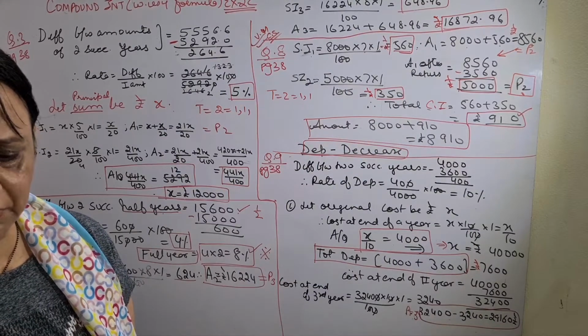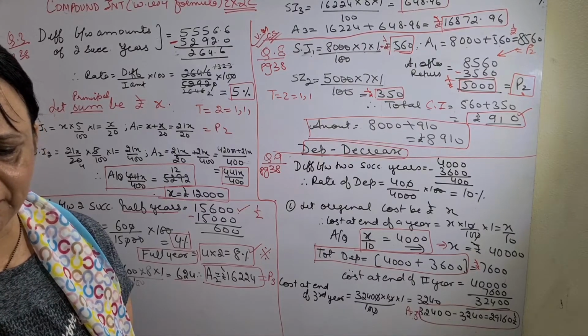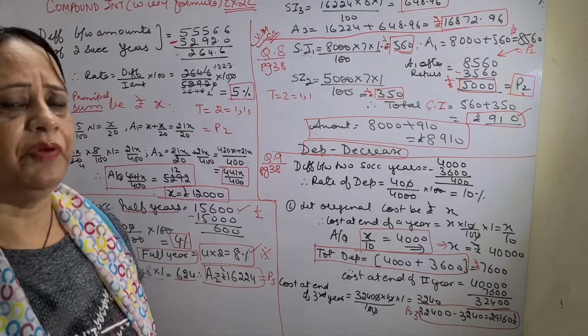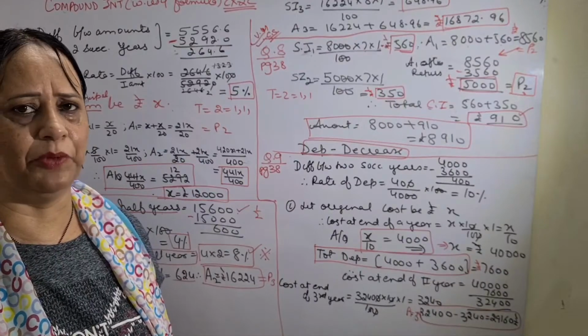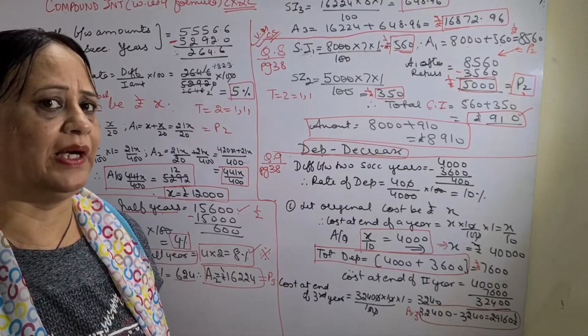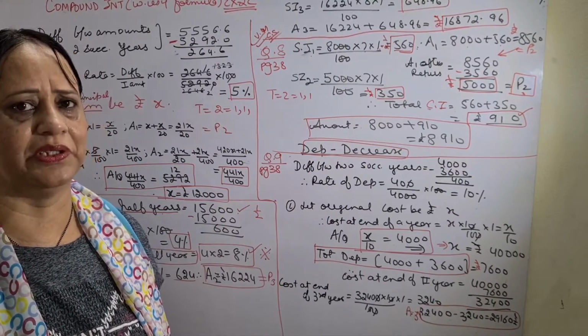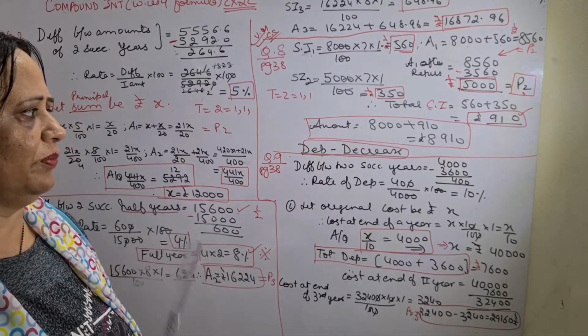Cost of machine depreciates by rupees 4,000 during the first year, and 3,600 during the second year. You know that, for example, as we buy a mobile, as time passes, the value of the mobile decreases. First year it is 10,000, next year it will be 5,000. Similarly, here they are talking about the machine.